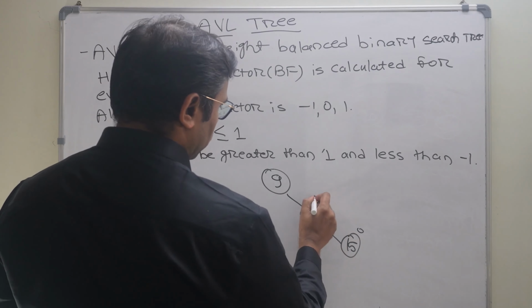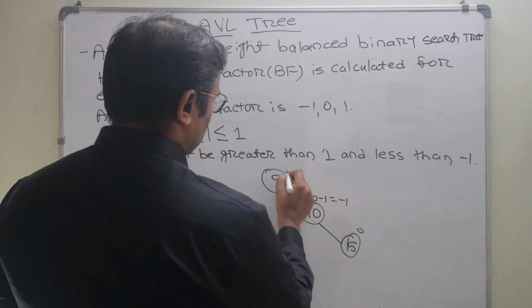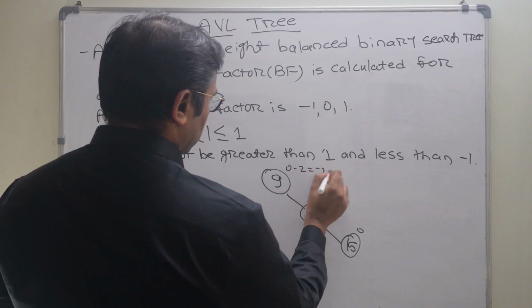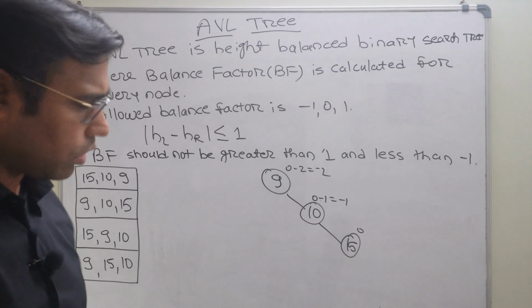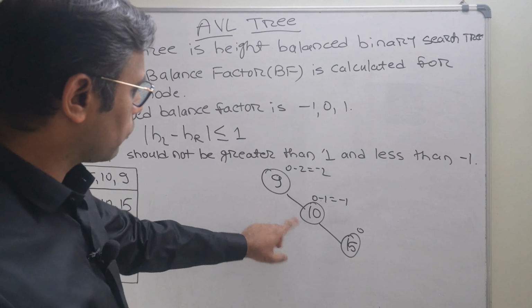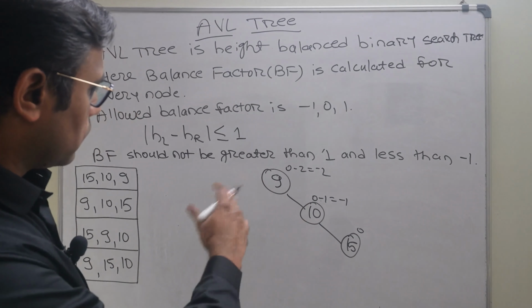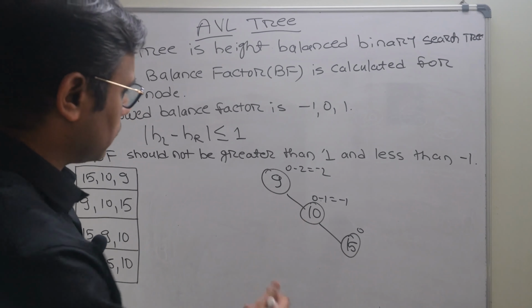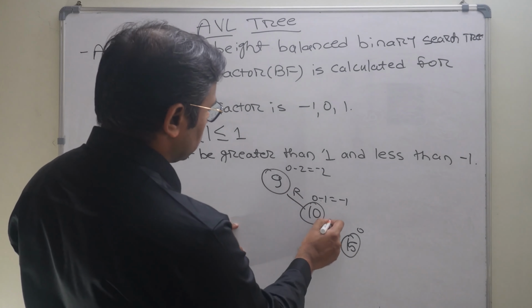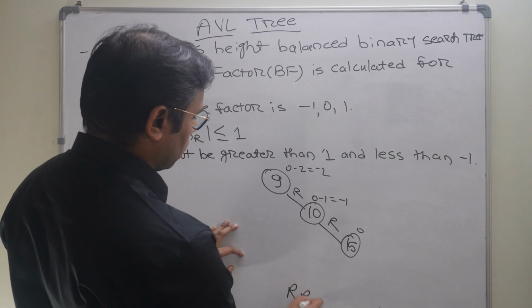Sorry, 0 minus 1 is -1. 0 minus 2 is -2. Again, -2 is not allowed. This node is imbalanced. If you look, there is an imbalance on the right-hand side. This is the first right, this is the second right. So this type of rotation is RR rotation.